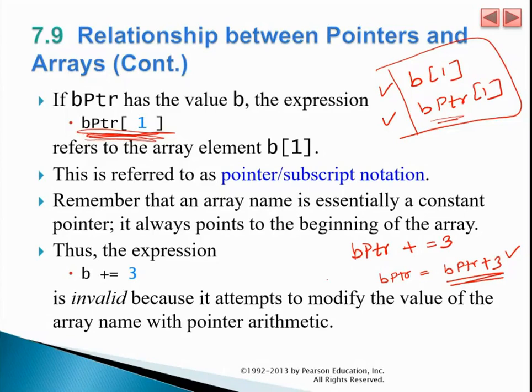In some situations we can replace them. But if we try to replace it in this scenario and write B = B + 3, this is an invalid statement. Why? Because we are trying to modify the value of a constant pointer, and this is not allowed. The array name is a constant pointer. You cannot change the value of that pointer, so this operation is not allowed. Are you following me?